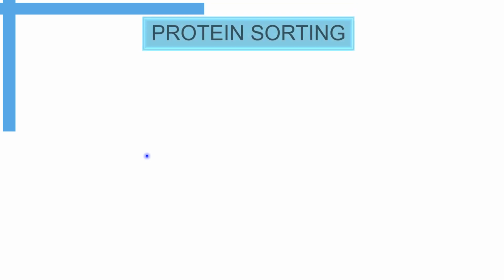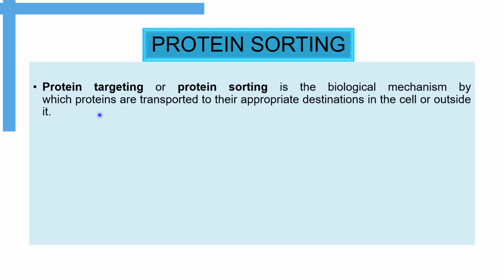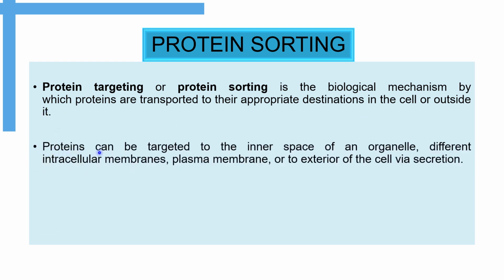Now comes the question, what is protein sorting? Protein sorting or protein targeting is the biological mechanism by which proteins are transported to appropriate destinations in the cell, such as the nucleus, mitochondria, chloroplast in plant cells, endoplasmic reticulum, peroxisomes, etc., or outside it, such as in the case of secretory proteins. Thus, proteins can be targeted to the inner space of an organelle, different intracellular membranes, plasma membrane, or to the exterior of the cell via secretion.